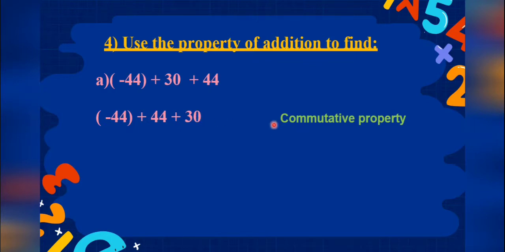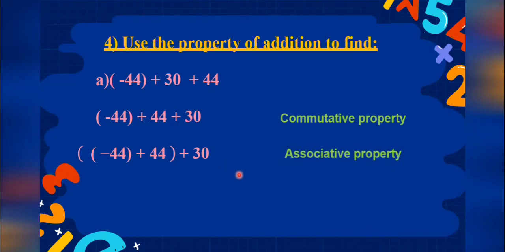Now I need to collect -44 and 44 and add them together. When I collect them in a group or in brackets, this is called, yes, the associative property. So when you collect a number with its additive inverse in one bracket, or collect any two numbers to add them together, this is the associative property. Then add 30. Now the next step.